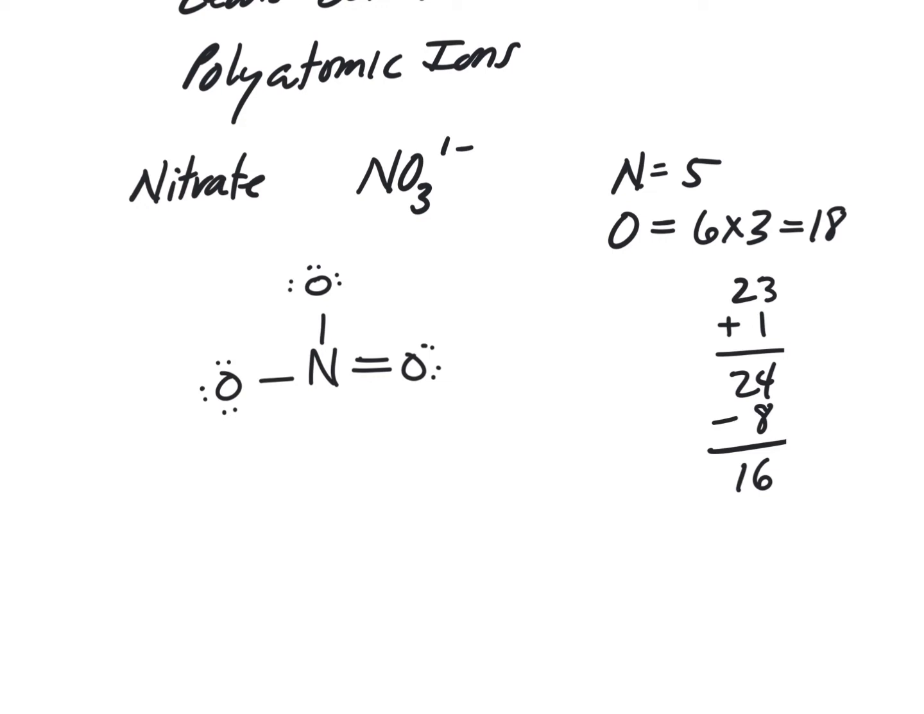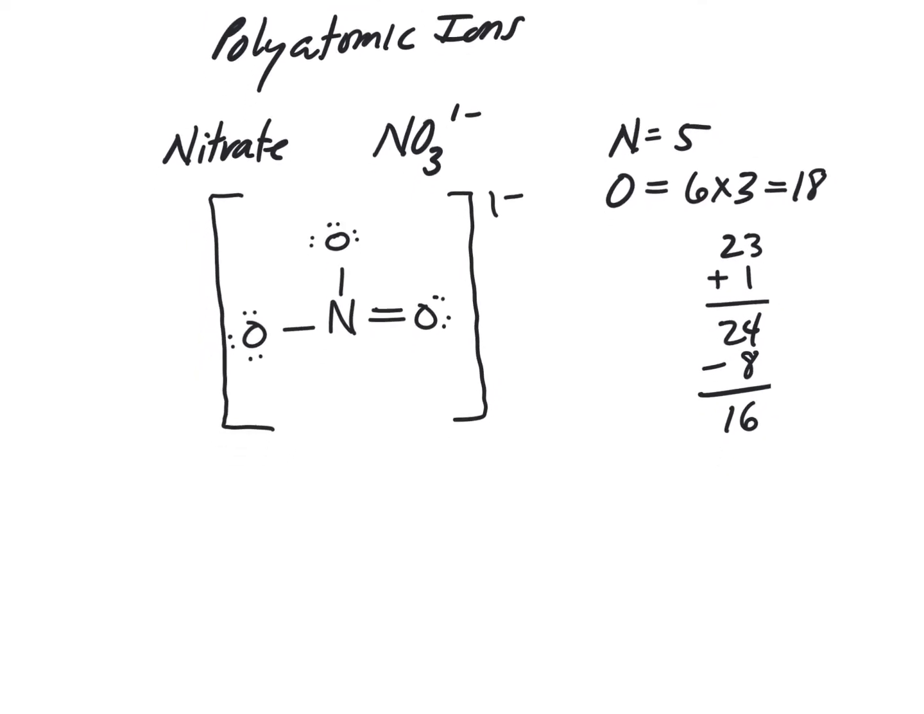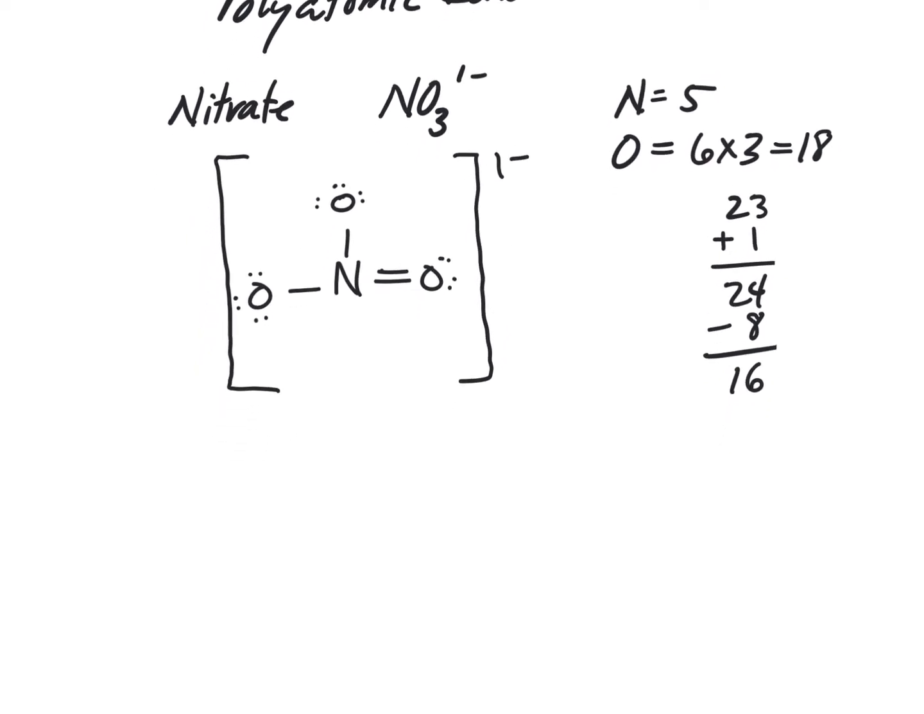And don't forget the brackets. Don't overlook the fact that that ion, the nitrate ion, has a negative charge. You have to show that. You can't overlook that, okay? Now, that's really all there is to it. But there's one other thing that I wanted to mention here, okay?